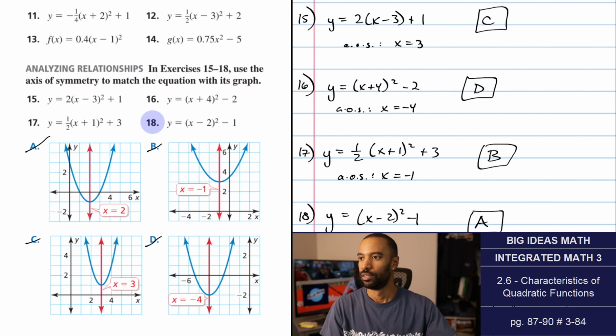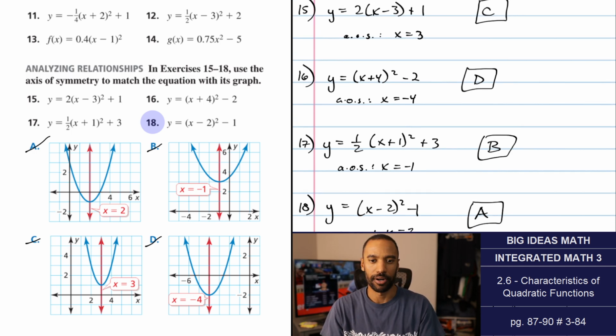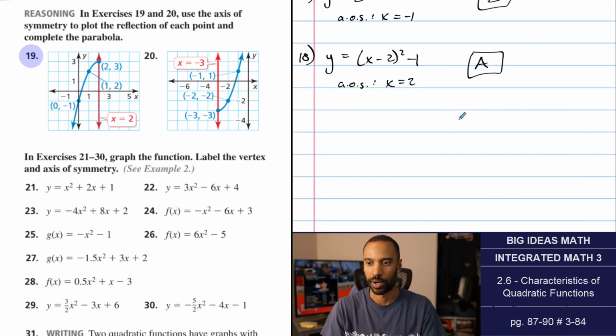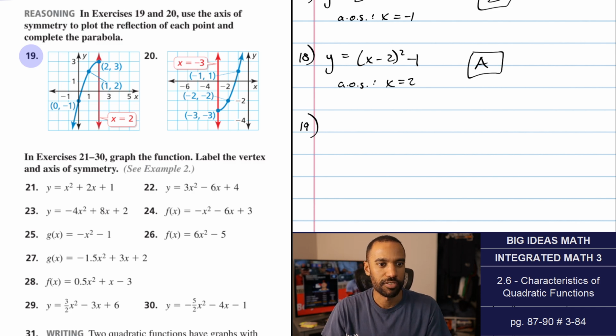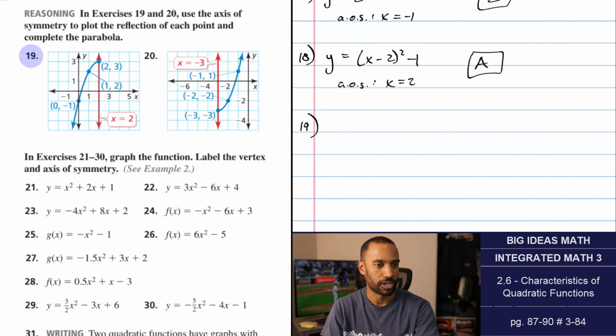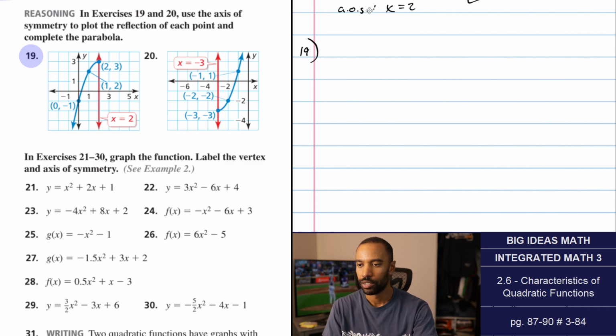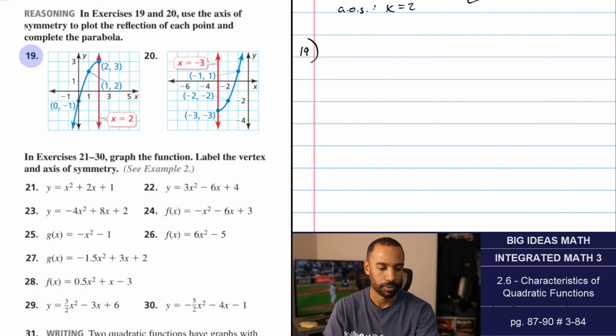Okay. Let's move on to number 19 and 20. Use the axis of symmetry to plot the reflection of each point and complete the parabola. Okay, this time I'm actually going to copy this thing over. And this is going to be one of the faster sets of problems I can do. Oh, don't tell me you crashed. Hold on. I don't think it did, but it's not pasting.